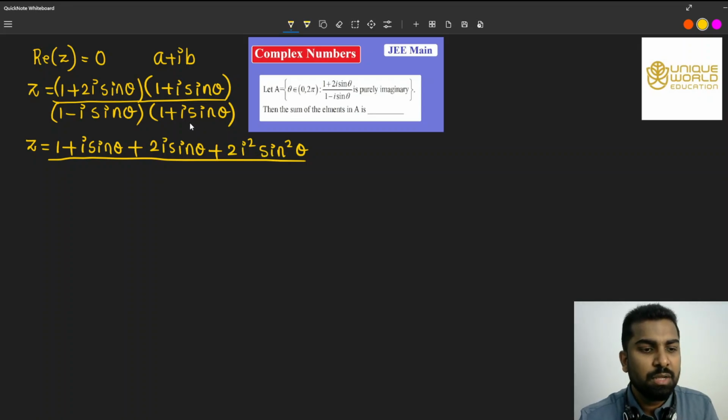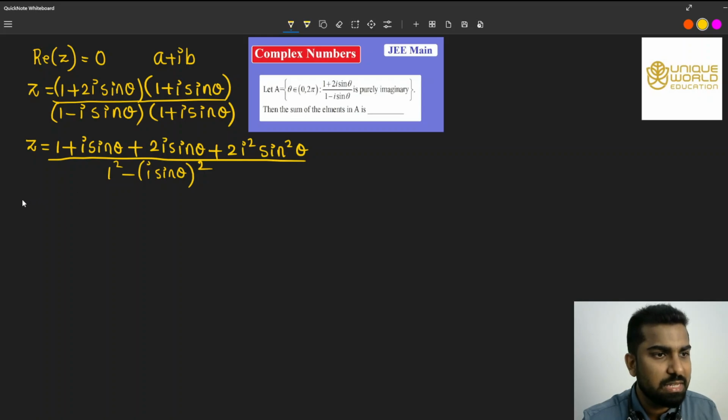In the denominator, if you want you can multiply the brackets, but if you observe very carefully, the denominator is in the form of a plus ib into a minus ib, or a plus b into a minus b, which is a square minus b square. So this will become 1 square minus (i sin theta) the whole square.